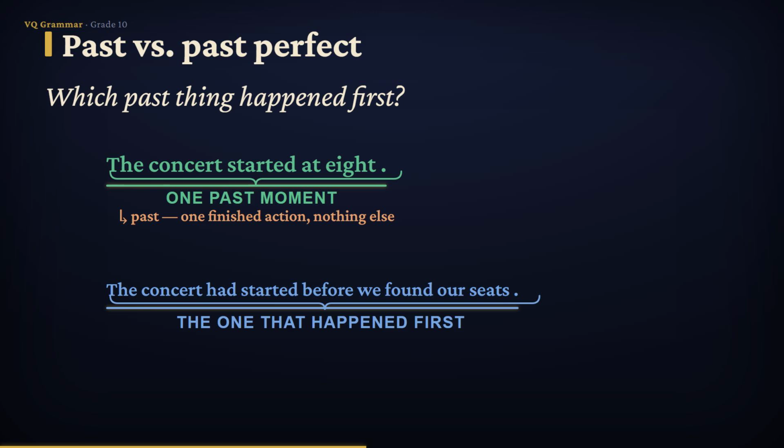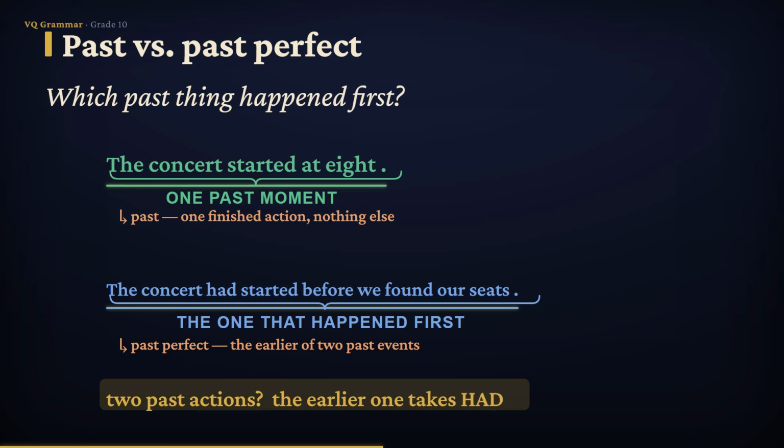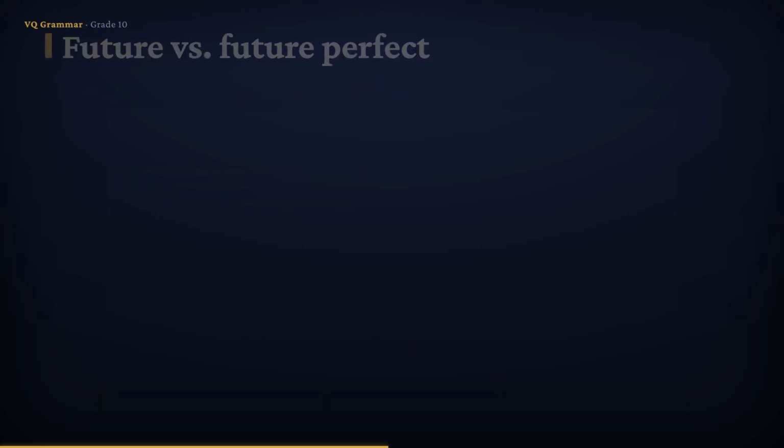And the past perfect, had started, is how English marks the earlier of the 2. That's the whole job of the past perfect. It steps one rung further back. So whenever you have 2 past actions, the earlier one takes had.